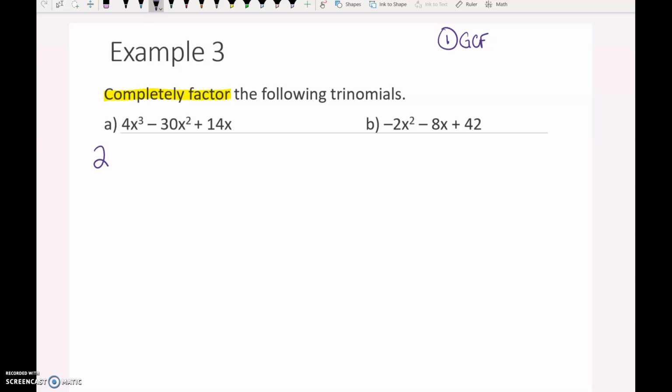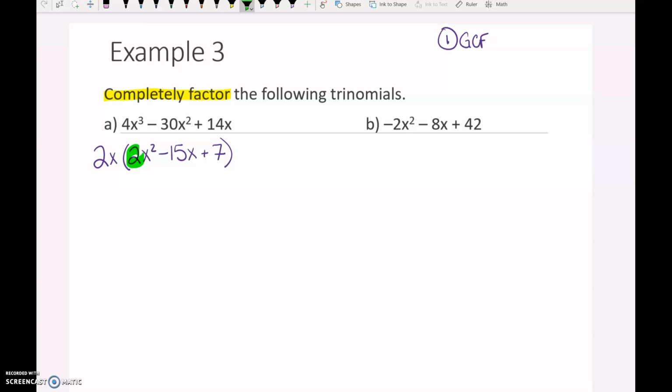But then also look at the x's. All of them have at least a plain x. X to the third, you can pull an x out of that. X squared, you can pull out an x, and then you can pull that x out. Typically, you look at the term with the smallest exponent, and that's the x that you pull out. All right, 4 divided by 2 is 2. X cubed, take out an x, you've got x squared. -30 divided by 2 is -15. X squared, take out an x, you've still got an x. 14 divided by 2 is 7, and we're taking the x out.